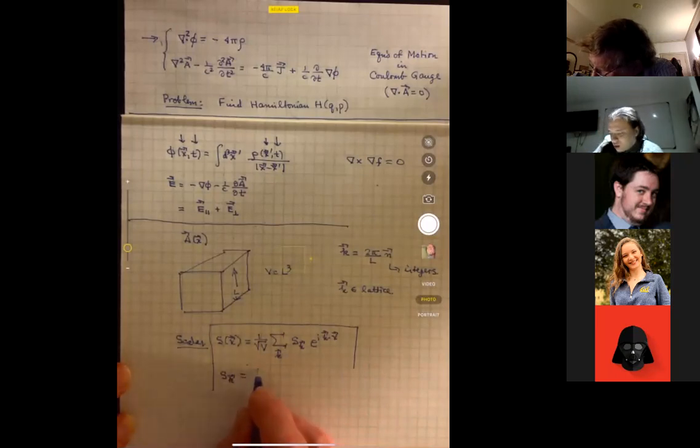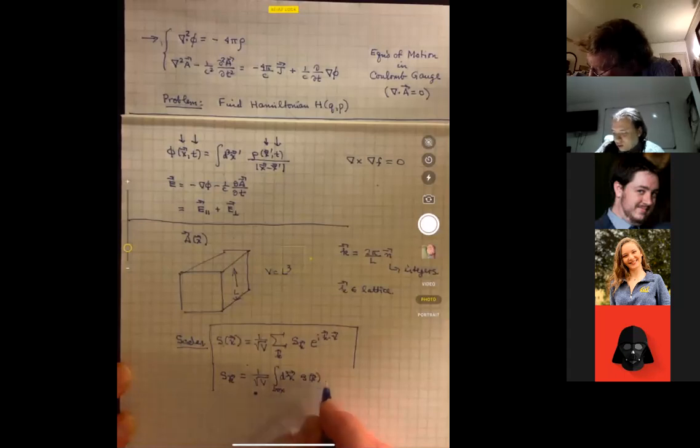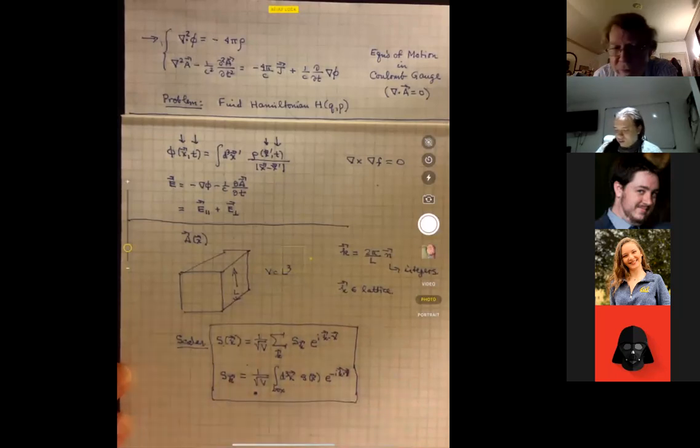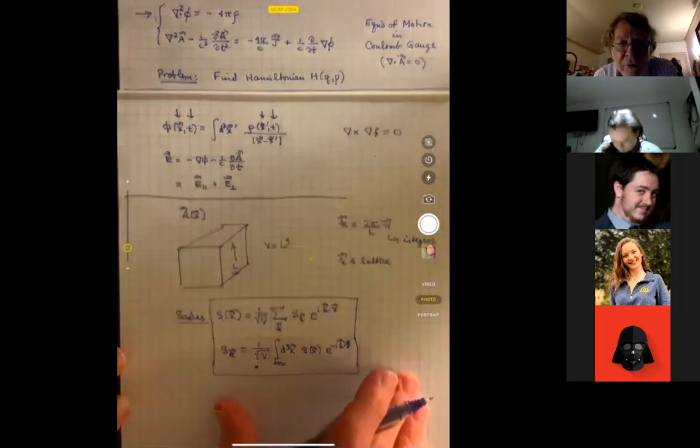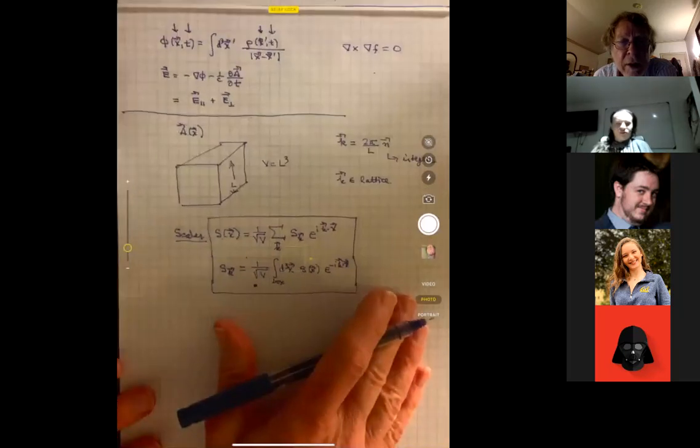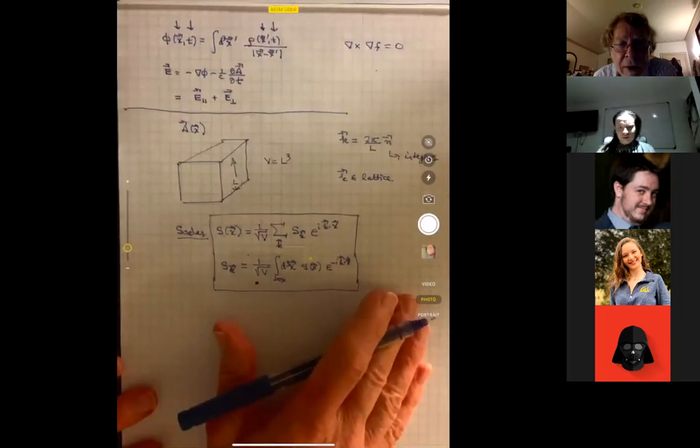S sub K is 1 over the square root of volume times the integral over X, d cubed X. The integral is only taken over the dimensions of the box. And then we have S of X times e to the minus ik dot X. This is the inverse transform that goes from the field to the Fourier coefficients. So using Fourier series is fairly straightforward. I just want to mention a couple of things about it.